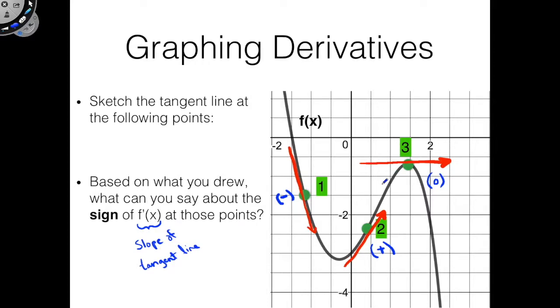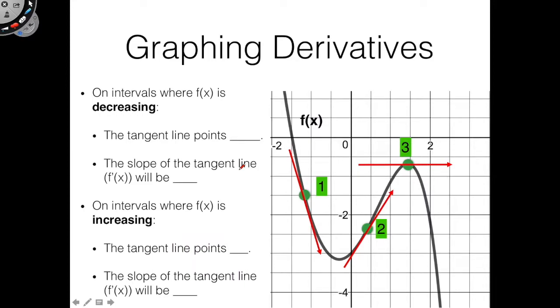Now, before we move on to the next slide, I'd like you to just take a second and think about how all this information that we just derived relates to the behavior of the function f of x as a whole. Take a second, just think about that, and we're going to be talking about it in the next few slides here. All right, so now we're just going to go ahead and pick apart what we talked about in the warm-up activity. We're just going to analyze it and relate this to what we're going to be doing today. So on intervals where f of x is decreasing, the tangent line is going to point downward.